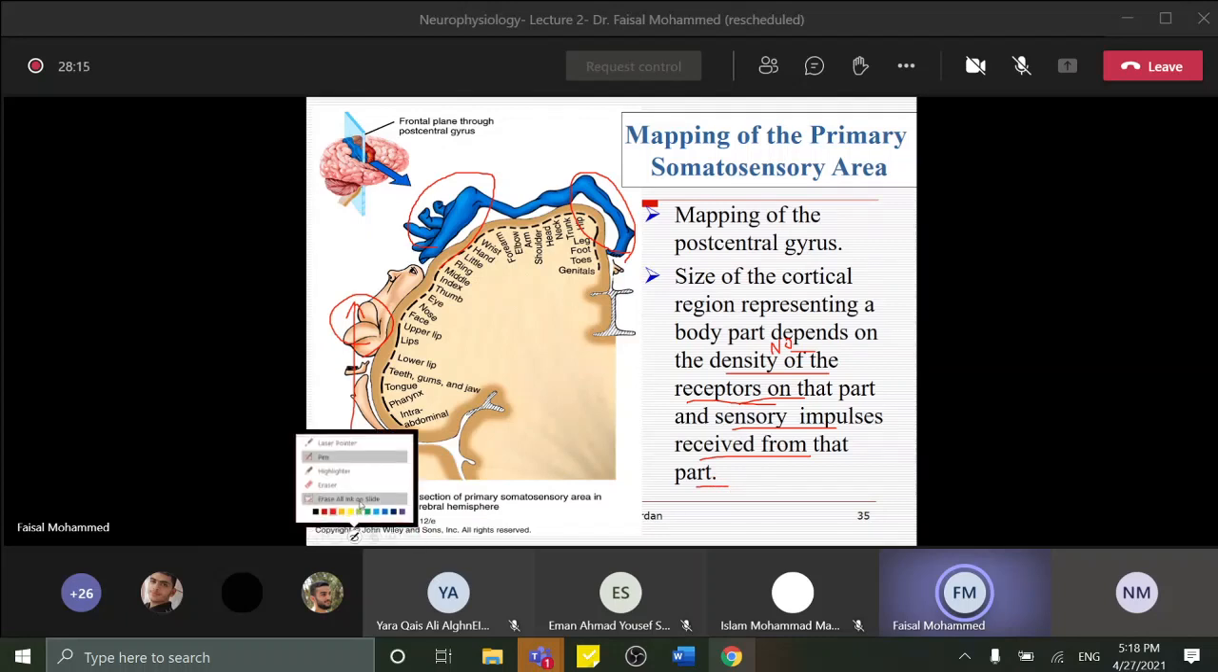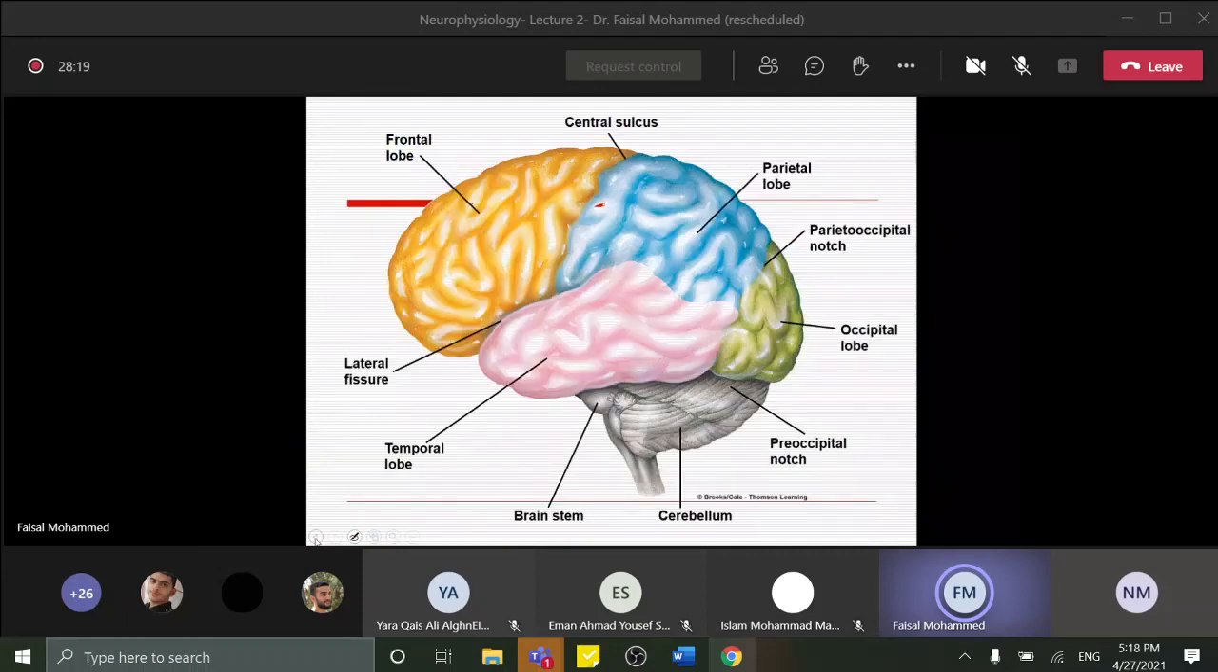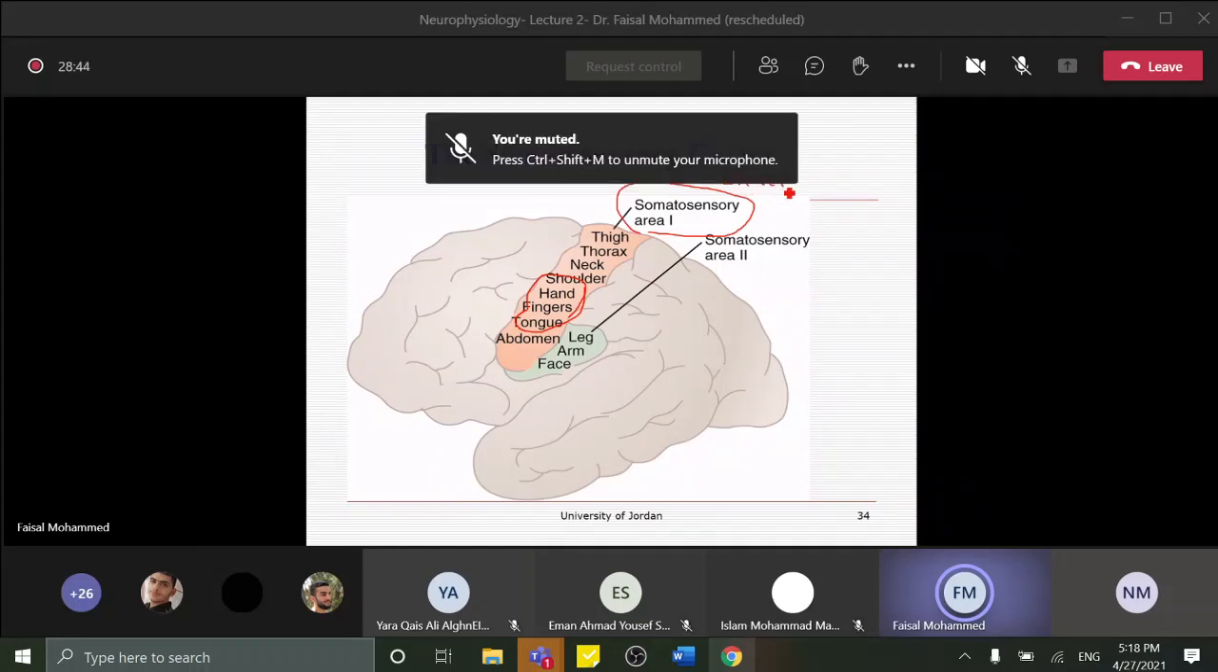Then this is the representation. Go back here. This is the representation, from your book: the thigh, thorax, shoulder, and neck. Here the representation of the hand and fingers is too much area. This is called somatosensory area number 1, which is here, the exact representation. As you see, the area is big.